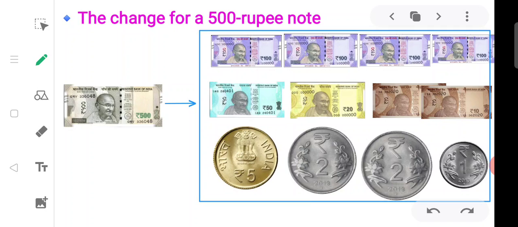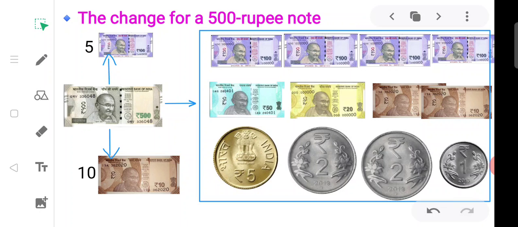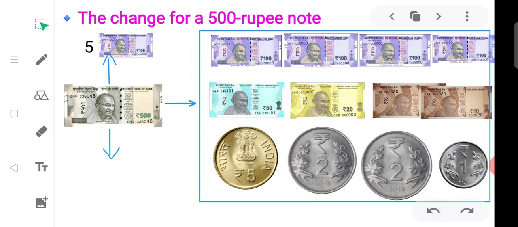But we can also take it in another way. We can also take a change of the 500 rupee note in another way. We can take 500 rupee notes. 500 rupee notes also make 500.